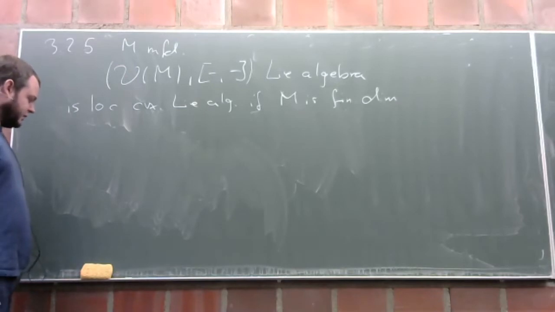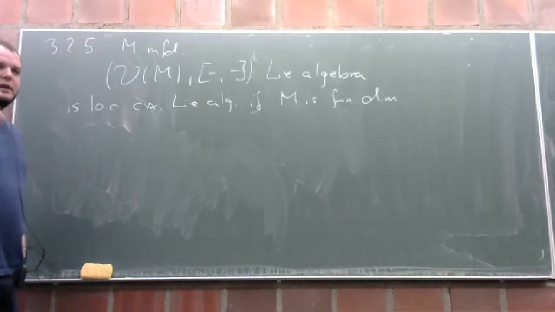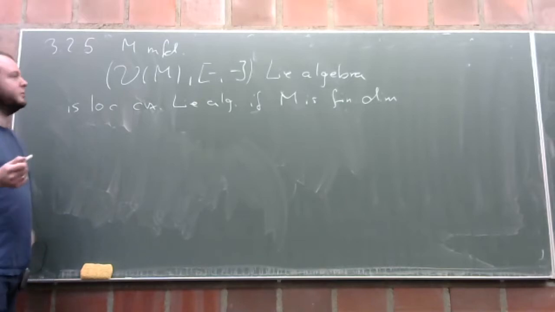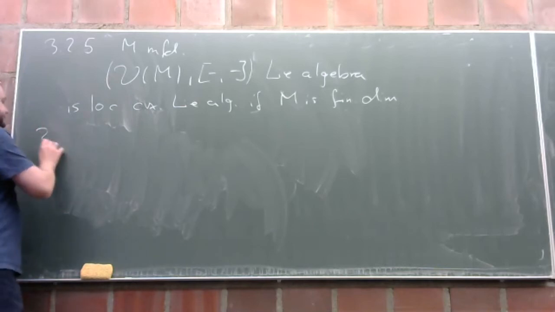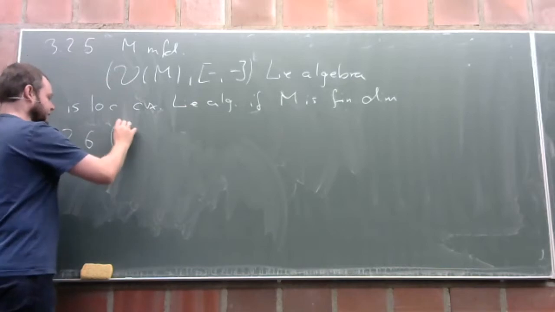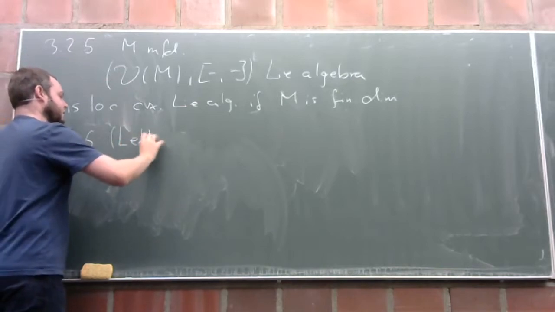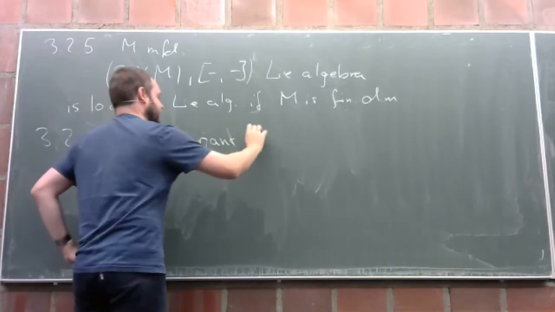So we do that as an example. Okay. So now we really want to set out to define the Lie algebra for a Lie group. This was not just an example of a Lie algebra. Let me give you another definition. These are the so-called left invariant vector fields.